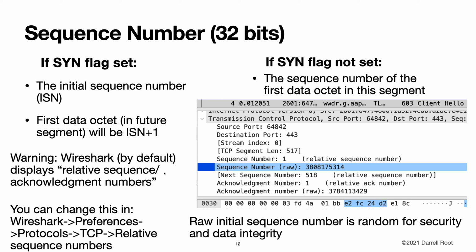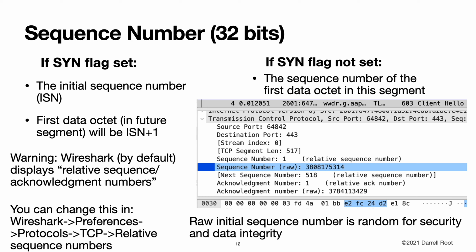Wireshark, by default, displays relative sequence numbers. So here you can see that the actual sequence number is this big, long number. However, Wireshark is displaying it as sequence number 1, meaning that the first byte in this TCP segment will be the first octet that is transmitted in the entire TCP connection. You can change that in Wireshark preferences, protocols, TCP, relative sequence numbers.